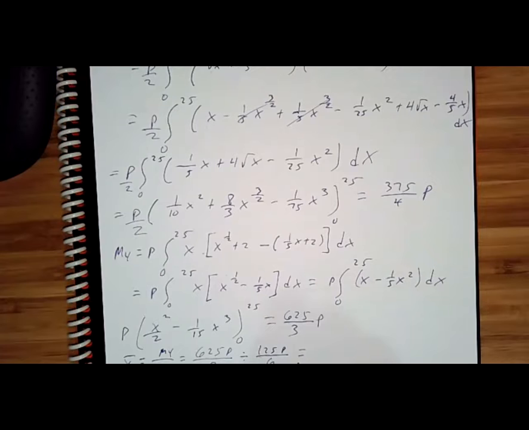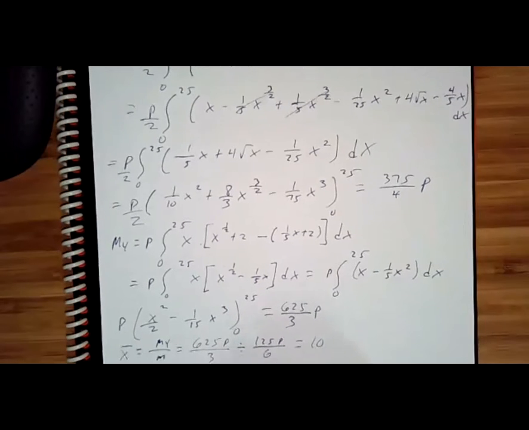P's will cancel. This will reduce to 10. There's x bar. Y bar will be mx, moment of x over total mass, equals... mx was 375 p. Can you scroll up the notebook?